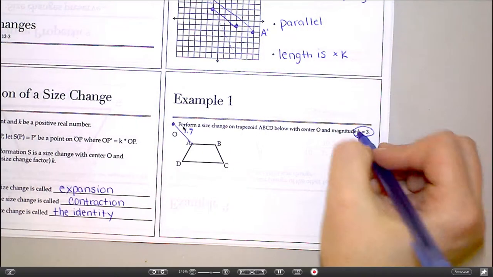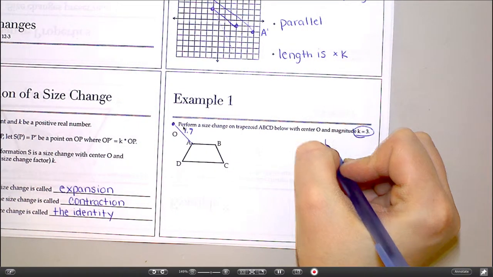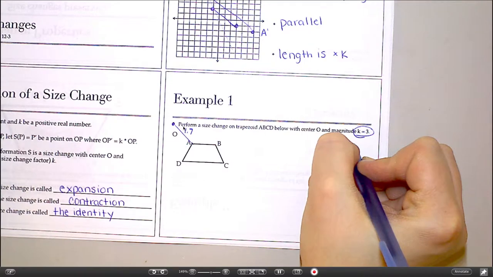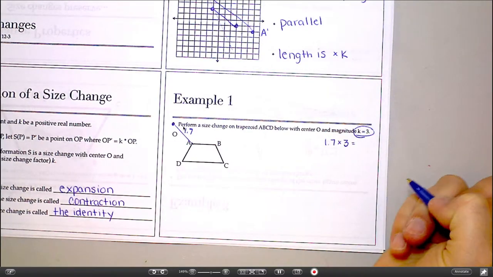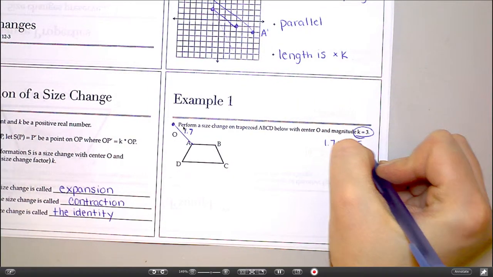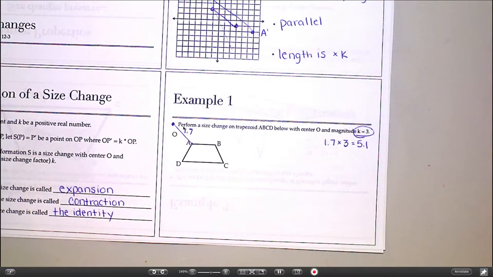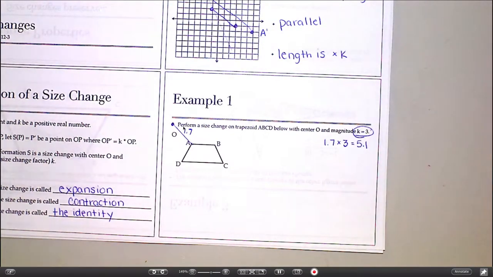Yeah, multiply by 3. My magnitude's 3, so I'm going to go 1.7 times 3, which I believe is going to be 5.1. Okay, guys, watch this part. In fact, you may want to just watch me do this first one and then jump in and fill in the rest. Okay, so 1.7 times 3, and I multiplied by 3 because k is 3. That's why I got 5.1.